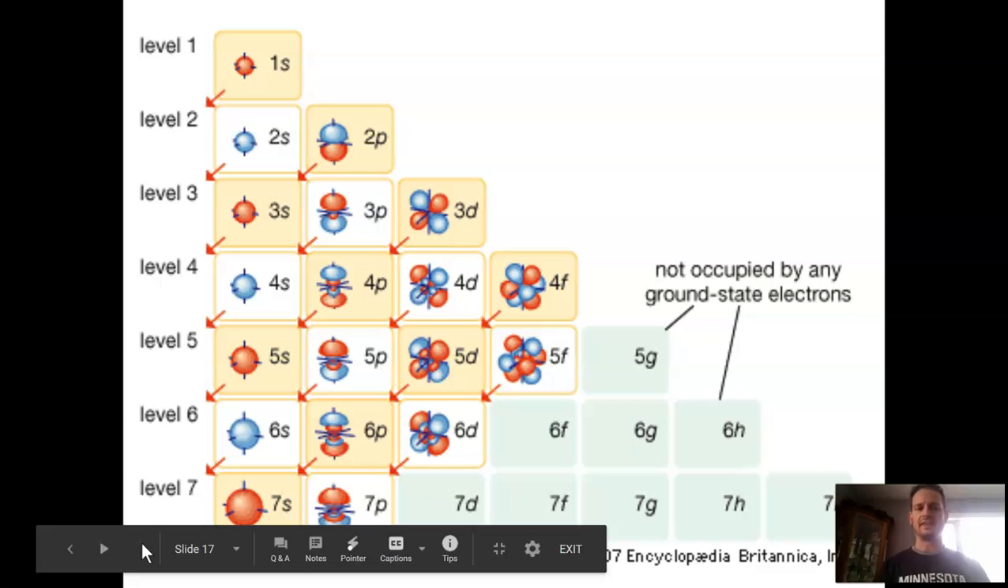All right, and that's a breakdown. We can see that as we get bigger, we get those shapes, and we can go from there.